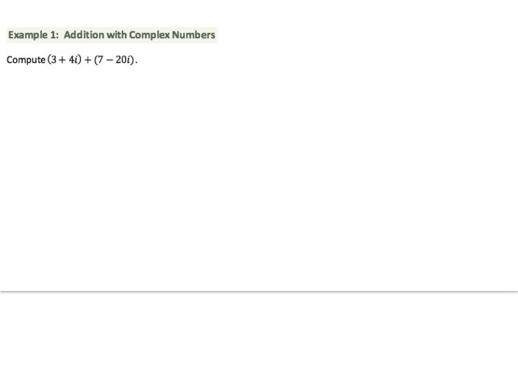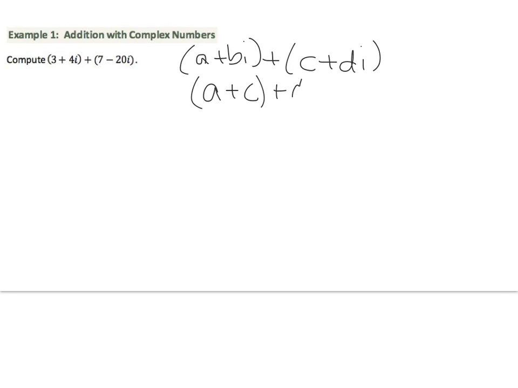So let's start by adding. I'm going to do this one pretty slow and with a lot of detail that you may or may not need. So when we add these things, we're actually going to collect like terms. So if I had a plus bi plus c plus di, where a, b, c, and d are all real numbers, I can actually break that up into a plus c plus b plus d i. So let's try that here.